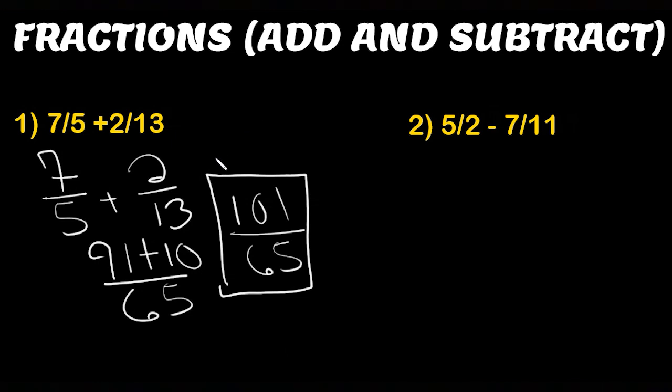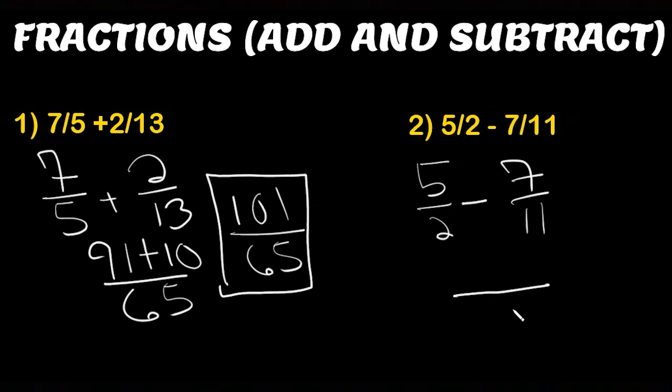Let's look at number 2. This one's going to be subtraction. You can see that right here. So I'm going to write 5 over 2, rewrite the problem, 5 over 2 minus 7 over 11. So we're going to do the same thing here. We're going to multiply right across to get our denominator. We're going to do 2 times 11. That will give me 22.